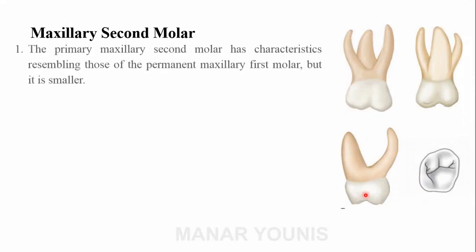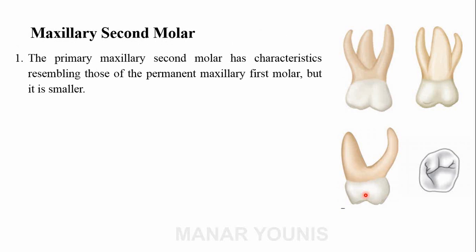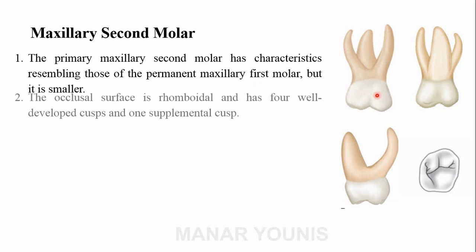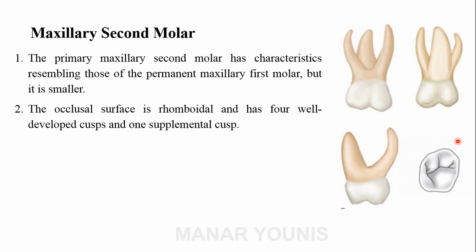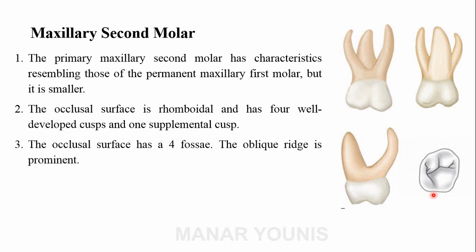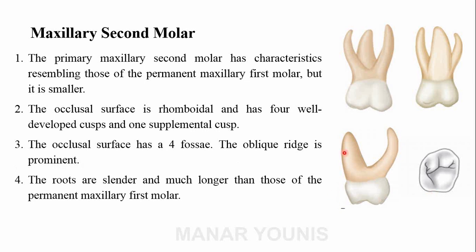The maxillary second molar is larger than the first molar and has characteristics resembling those of the permanent maxillary first molar, but with smaller dimensions. The occlusal surface is rhomboidal. It has 4 well-developed cusps, 2 buccal and 2 lingual, and an additional 5th cusp or tubercle of Carabelli. It has 4 fossae, 3 pits, and an oblique ridge. The roots are slender and much longer than those of the permanent maxillary first molar, and widely separated.